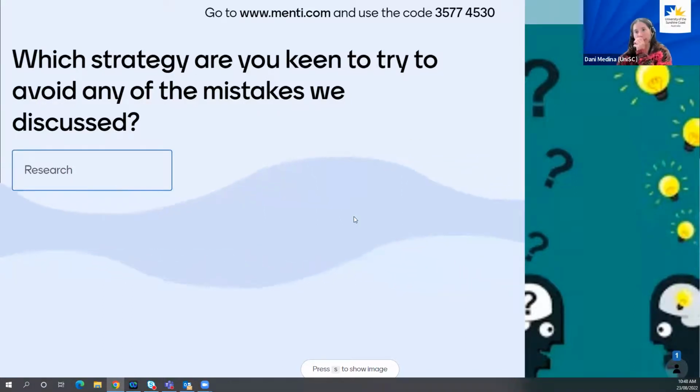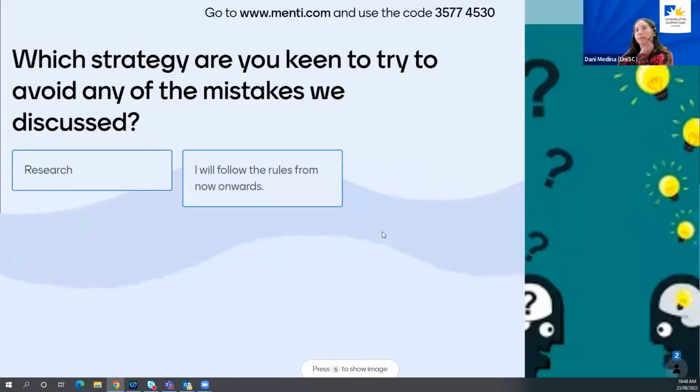Just give it a bit more time for people to fill in. I will follow the rules from now onwards. That's excellent. I don't know if I feel proud about that. As I said, sometimes it is okay to break some rules. But hopefully not for this research intent. Do follow the rules and do make sure you're doing what's being required.